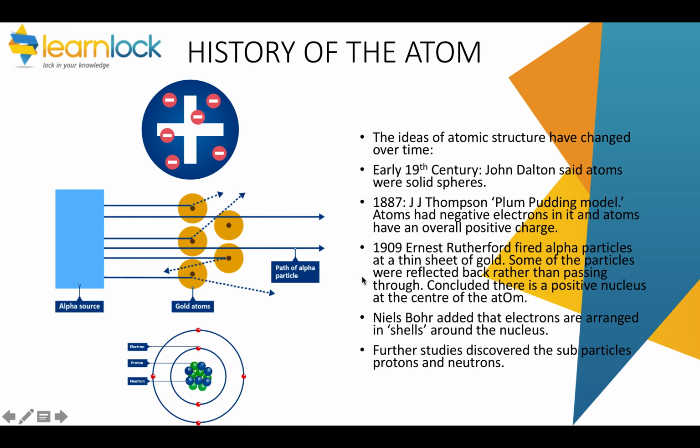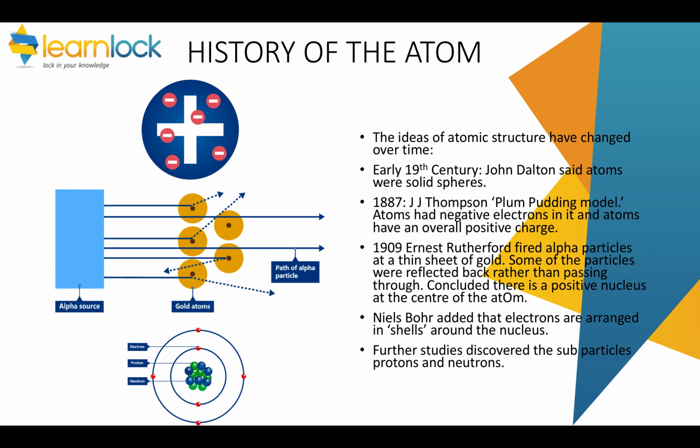In 1909, Rutherford completed some experiments, and what he did is he fired some alpha particles at thin sheets of gold, so the gold atoms. He expected that the alpha particles would just go straight through, but they were actually reflected back in certain areas. So he realised that in an atom there must be something reflecting them back, and he came up with the idea that there was a nucleus at the centre of the atom.